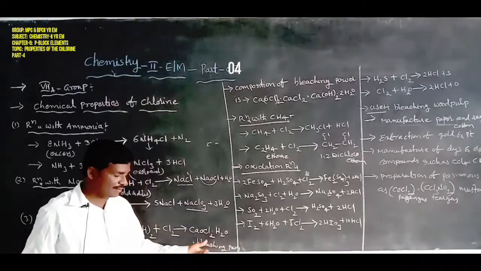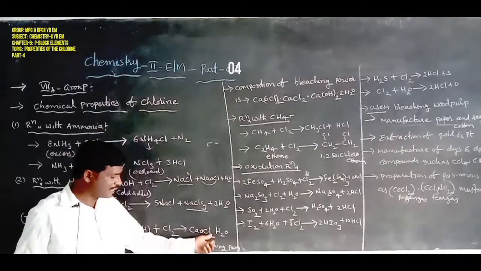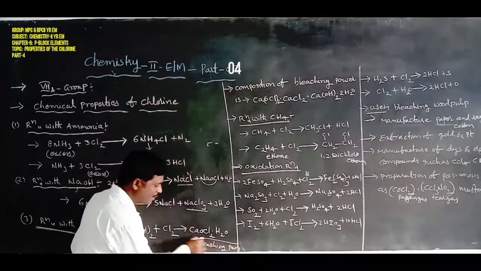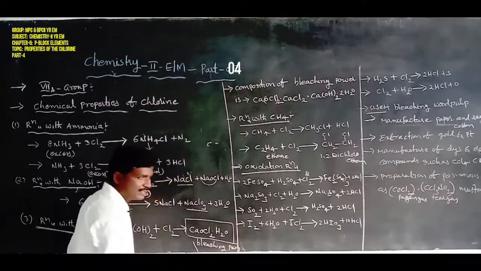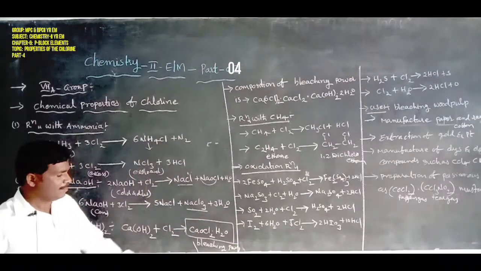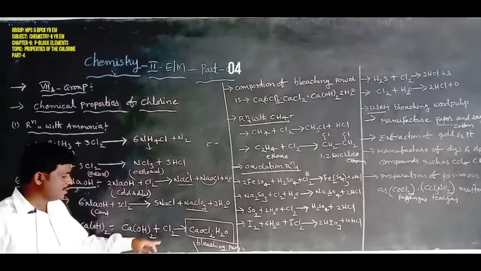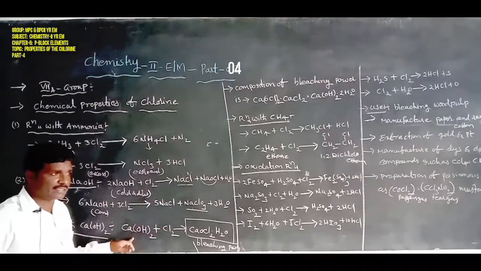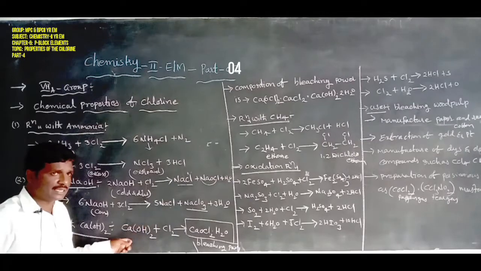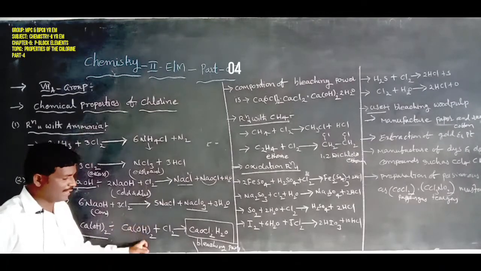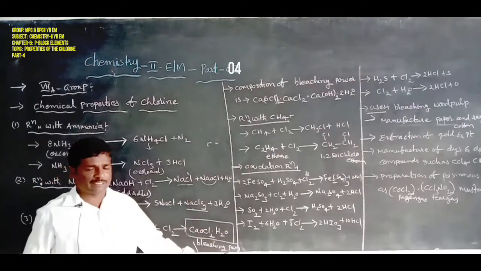Hydrated means that the water molecule. Calcium oxychloride is also known as bleaching powder. Bleaching powder is formed by chlorine combining with, or being treated with, calcium hydroxide, which is also known as slaked lime.